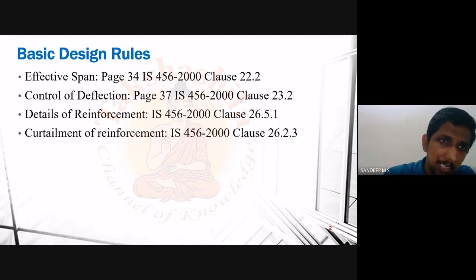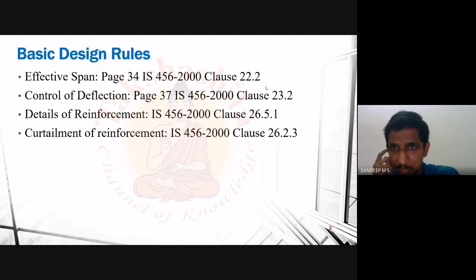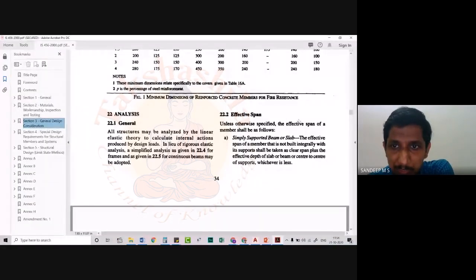So first one is regarding your effective span, and I am assuming that you already know what you mean by effective span. You have learned this from your mechanics of solids. So anyway, we need not spend much time on that. The details regarding how to take the effective span are given on page number 34 of your IS 456. It's in clause number 22.2. So let's see what we have. The clause gives the details of how you can take the effective span for your analysis and design.